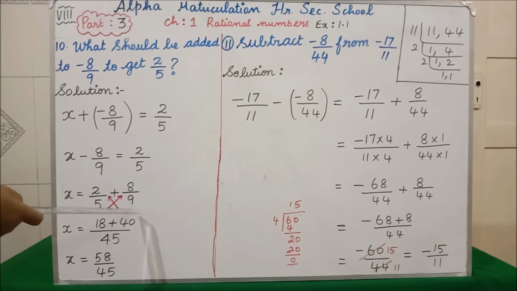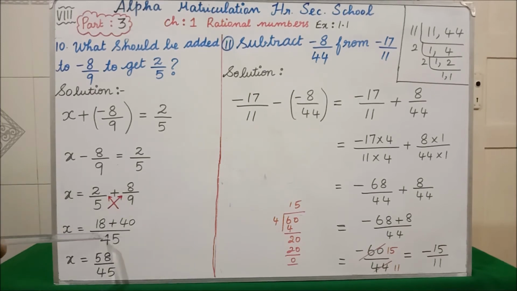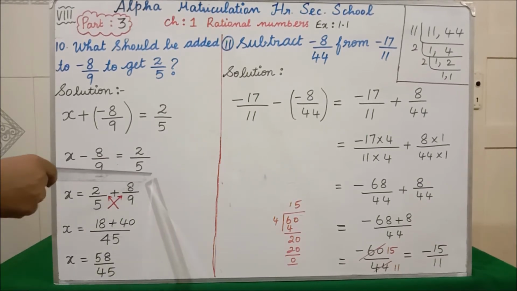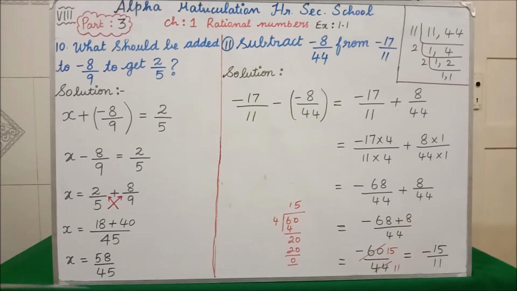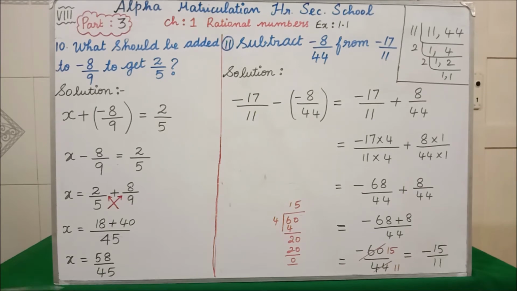Okay, so first 9 into 2, 18. Plus, in between what sign are we having? Plus, so here also I am writing plus. Then left to right, now we are going 5 into 8, 40. 5 eights are 40, divided by, then how do we write the base? We have to multiply both the denominators. 5 nines are 45. That is the cross multiplication.